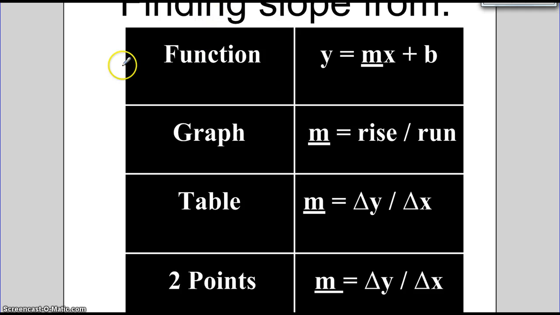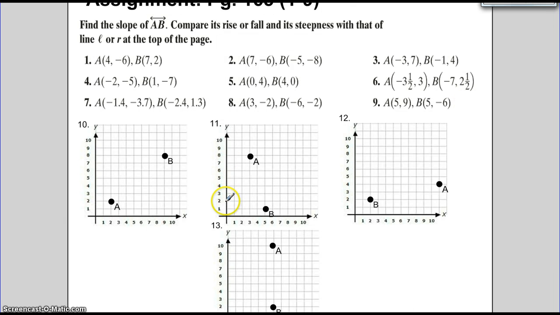So, finding a slope from a function, finding a slope from a graph, a table, and 2 points. Now I know this is really fast, but this is a video, so you should be able to rewind it if I went too fast, okay?